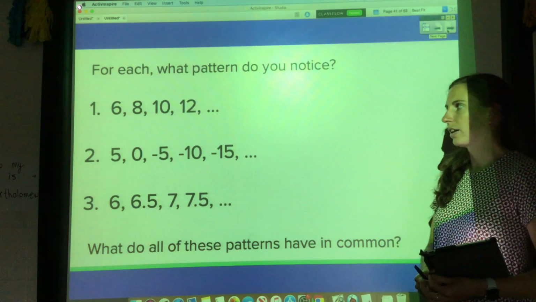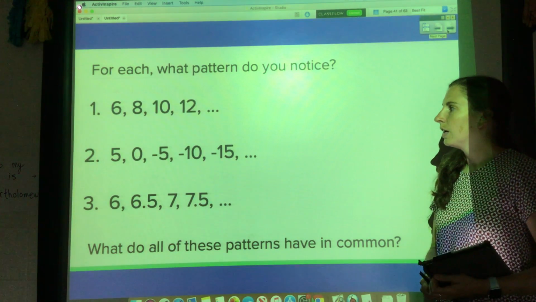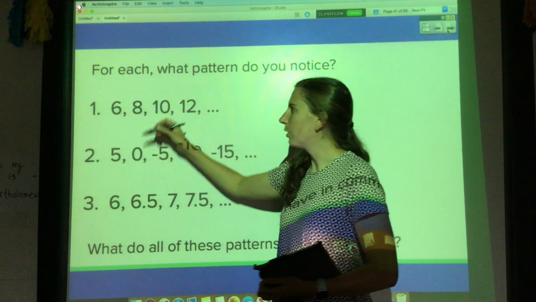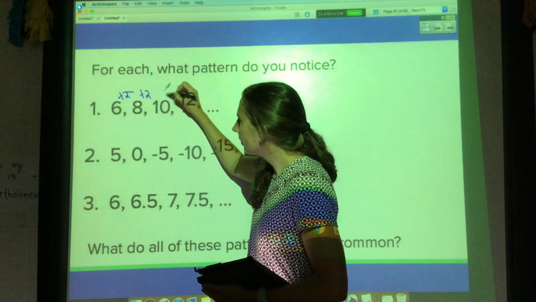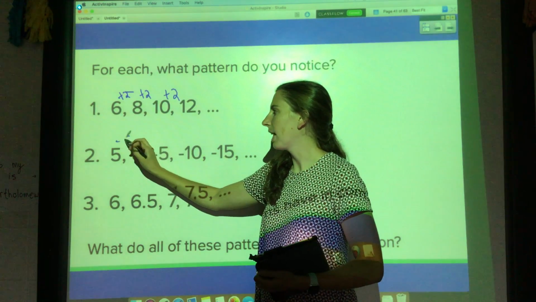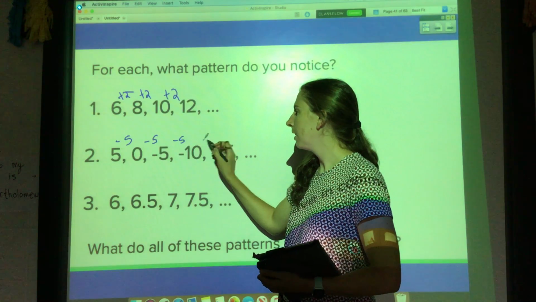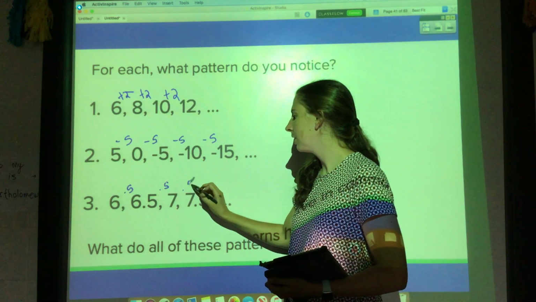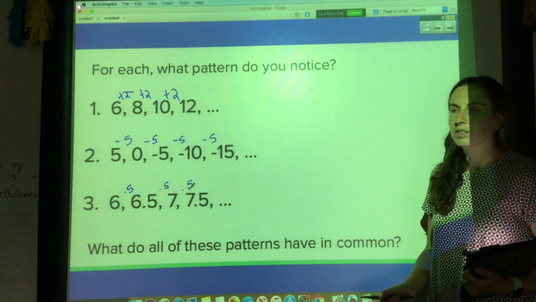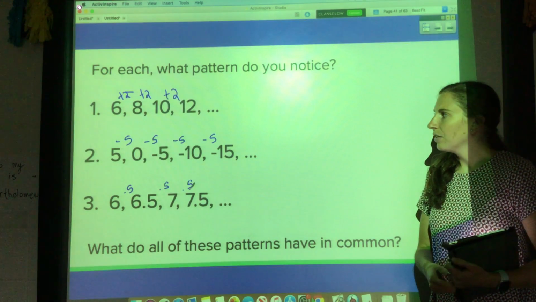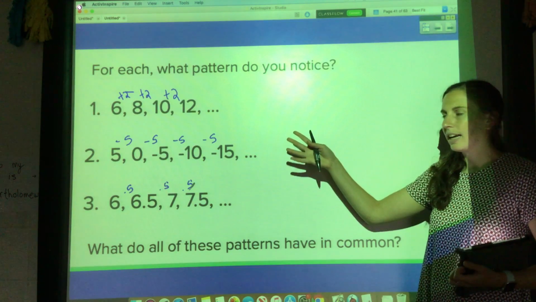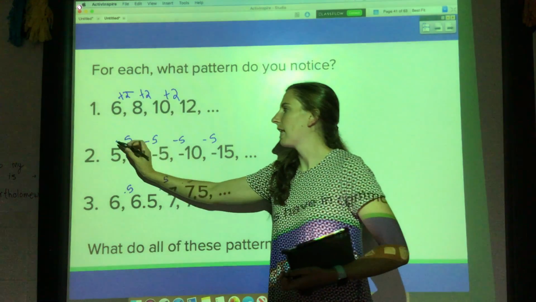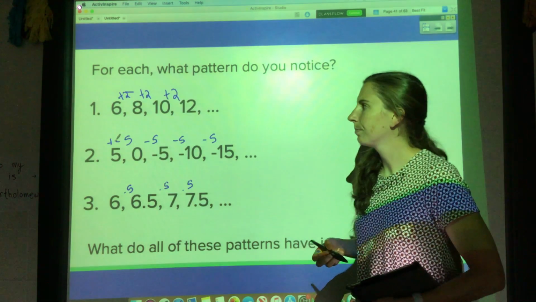Go ahead and take a look at these patterns, these sequences. We've got a list of terms. In this one, you may notice we're adding 2 each time. In this one, we're subtracting 5 each time. And on this one, we're adding 0.5. So what do all these patterns have in common? They have in common the fact that you're adding the same number each time. Technically, subtraction is like adding a negative, so it is still addition.